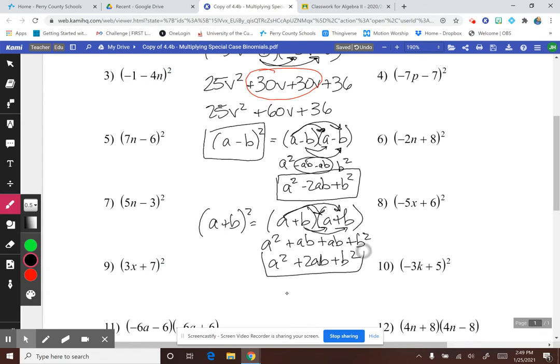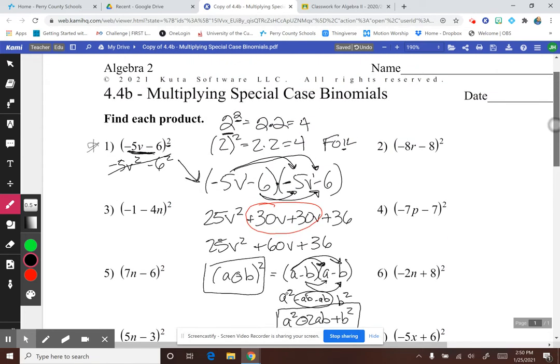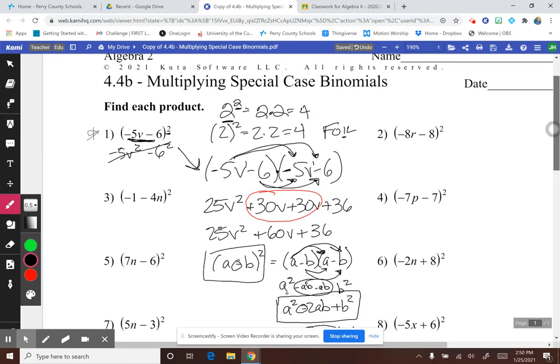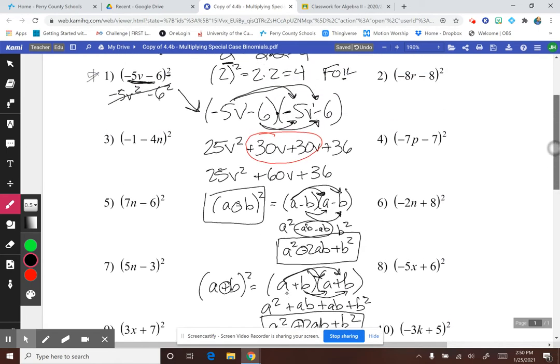So a little bit different than what we got before, but basically look at the difference. Here you have a positive, there you have a positive. Here you have a negative, there you have a negative. So again, you can kind of see how this really begins to create kind of a shortcut, okay? And that's the reason that these are, in fact, special case binomials, all right? So now let's look at the other example. So that was number one.